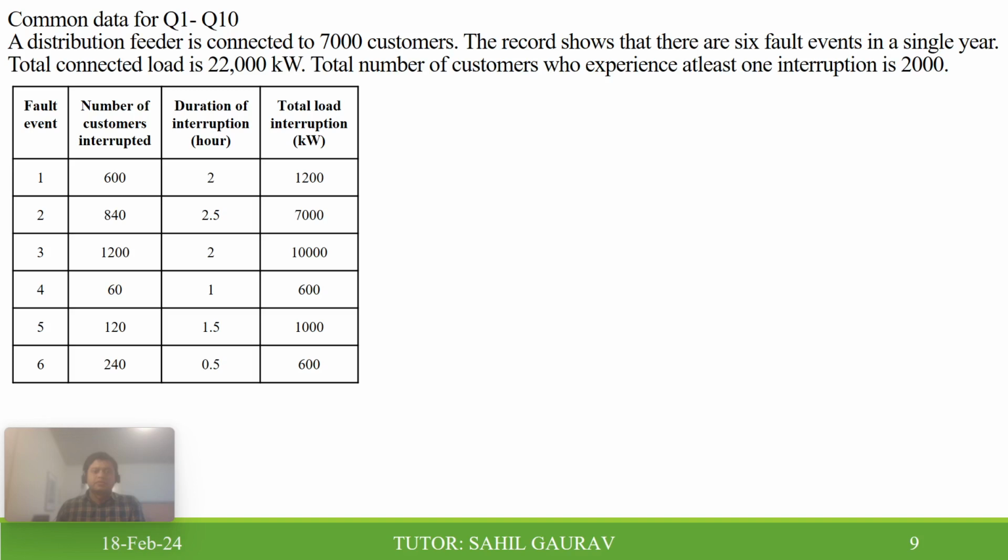So first is the total number of customers served, that we denote by NT. So what is the value of NT? Can anyone tell? 7,000 customers. Yeah, so it is connected to 7,000 customers, so NT will be 7,000.